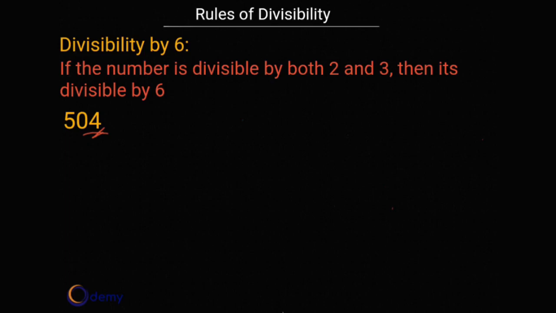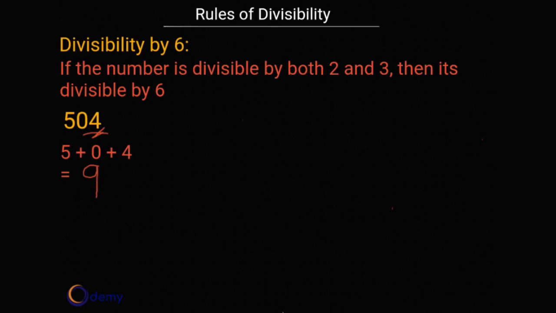So how do we check if it is also divisible by 3? For us to check if 504 is divisible by 3, we have to find the sum of the digits. So let us find the sum of the digits. That means we'll add 5 plus 0 plus 4. So what is 5 plus 0 plus 4? 5 plus 0 is 5 and 5 plus 4 is 9. So we have this to be 9.